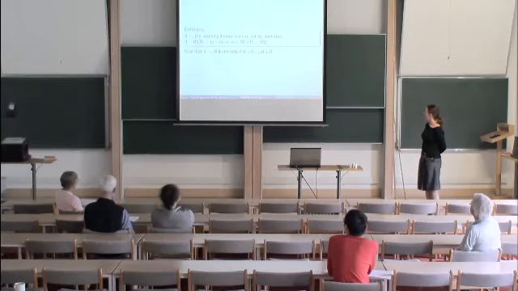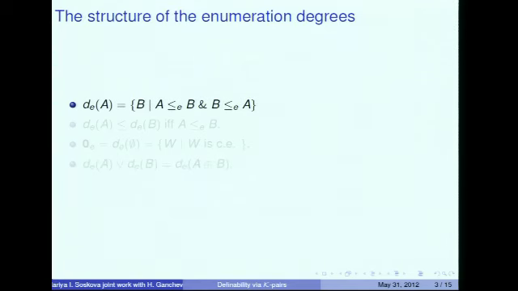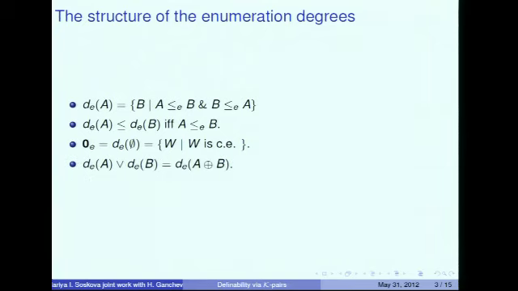Enumeration reducibility is a preorder on the subsets of the natural numbers, and as usual gives rise to a degree structure. The enumeration degree of a set A consists of all sets B such that A is both reducible to B and B is reducible to A, in which case we say that A is equivalent to B. And the enumeration degrees can be ordered in the standard way. There is a least element, and in the Turing case, the least element consists of all computable sets. Here, the least element consists of all computably enumerable sets.